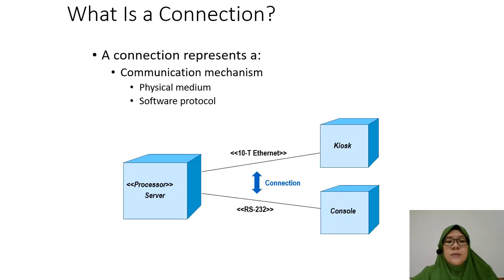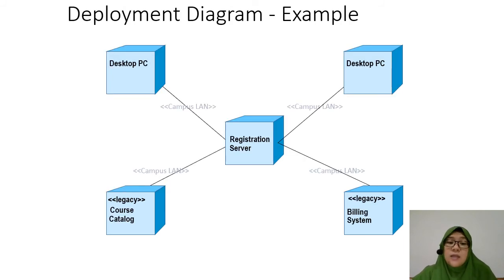And it has connections, right? So a connection represents a physical connection, can be connecting two physical nodes, right? So a server is something physical, a kiosk is something physical, right? Or a console, right? So that's it. Your deployment diagram has nodes and it has connections. So this is an example, right?